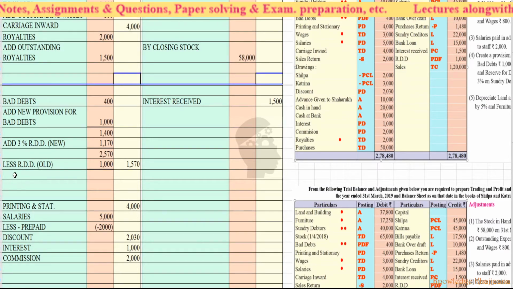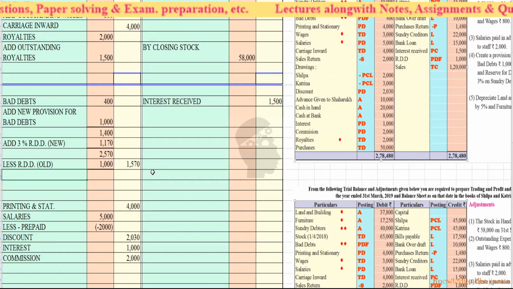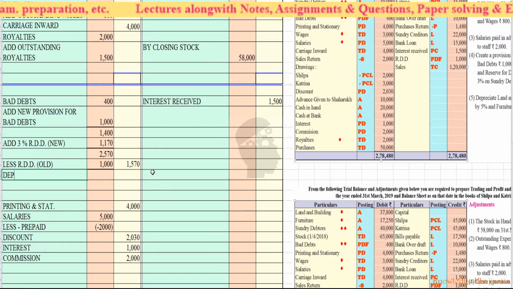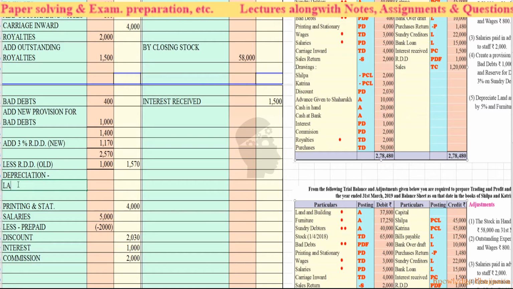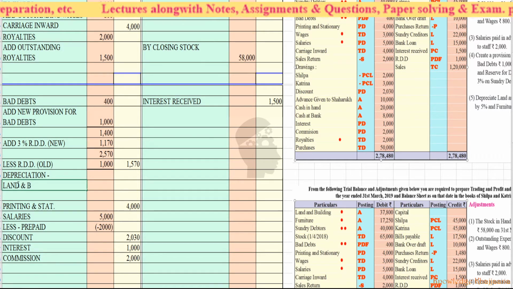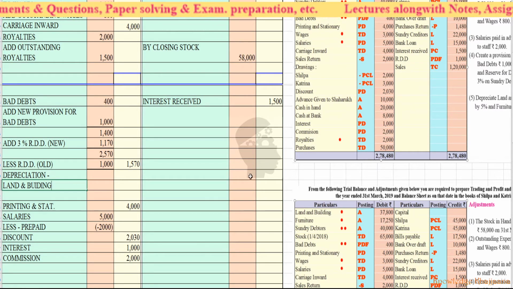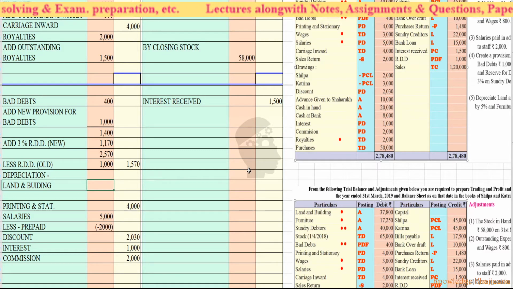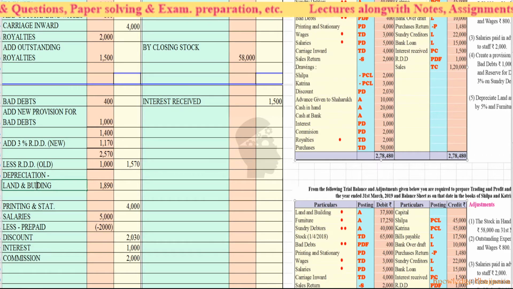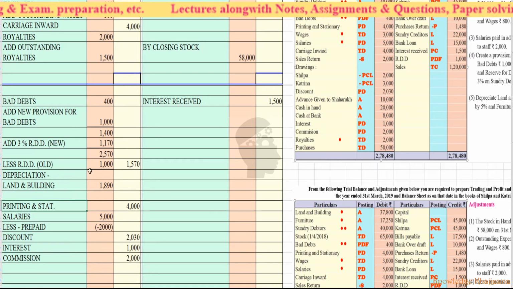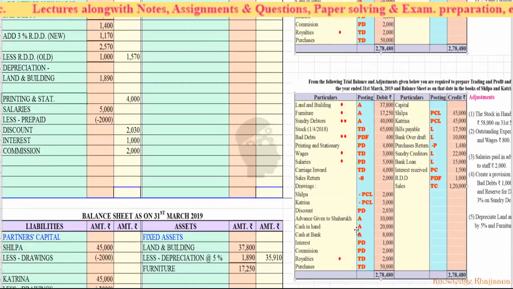See, here we have the place to write it. Depreciation, first on land and building. It is rupees 1,890. Now we calculate the depreciation on furniture.